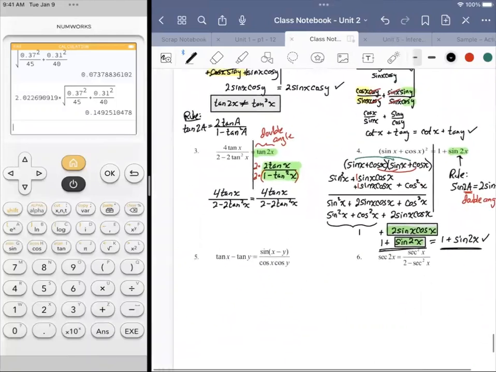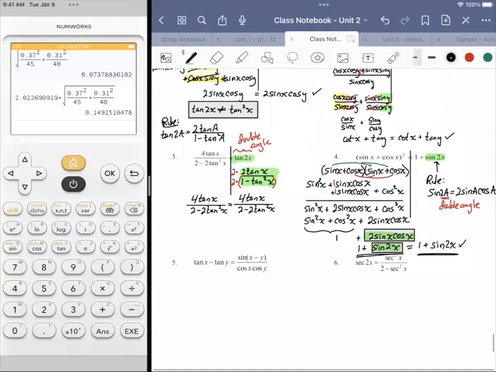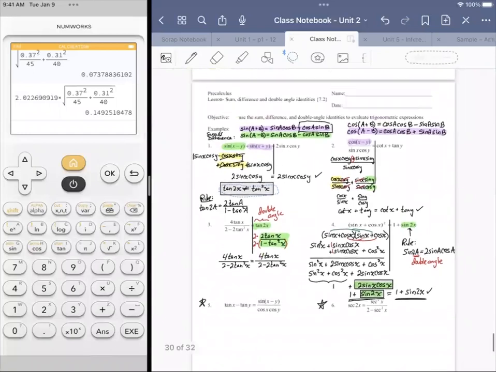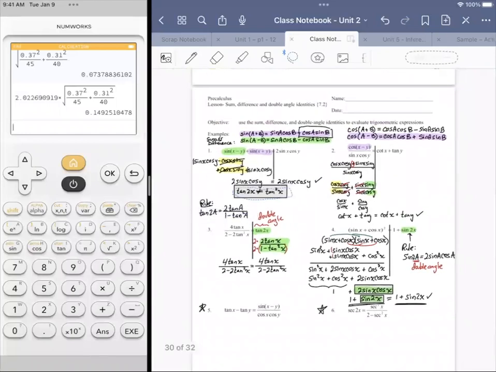Now I'm going to put stars on numbers 5 and 6. And I'm going to move this somewhere else, put it at the top of the page. I just don't want people thinking it's part of this solution.